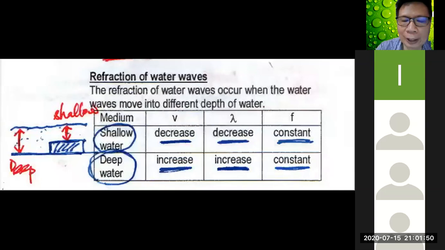Chiu Ling, please. Yes, sir. Come on. Chiu Ling, can you tell me now? In the shallow water, what happened to the speed? What happened to the lambda? What happened to the frequency? One short answer all. Chiu Ling. Speed decrease, wavelength decrease, and frequency constant.